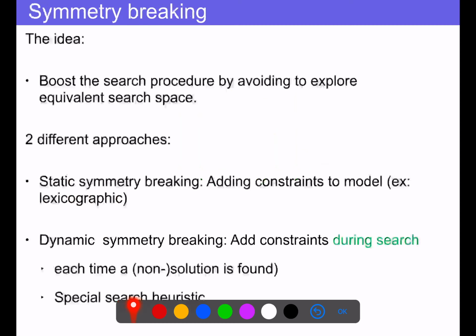Two different approaches, as I said. There is a static one that consists of adding constraints to the model, and there is a dynamic symmetry breaking technique that will add constraints during the search and take specific actions during the depth first search exploration. But both techniques aim at the same goal, which is reducing the search space exploration.